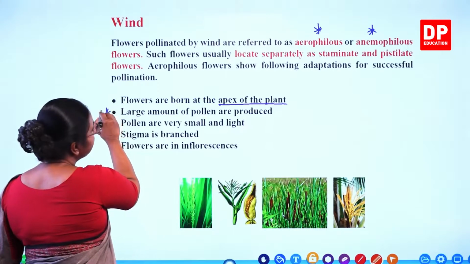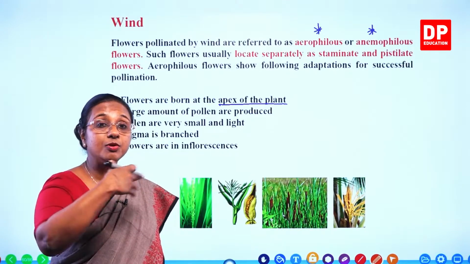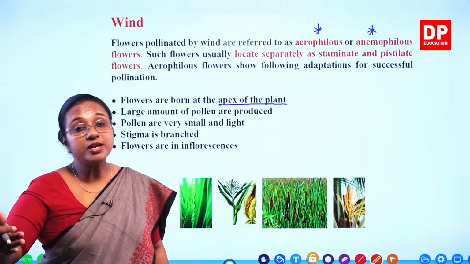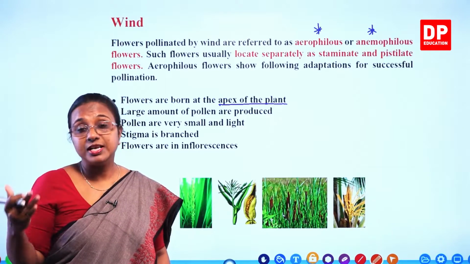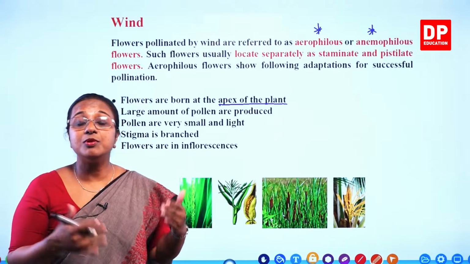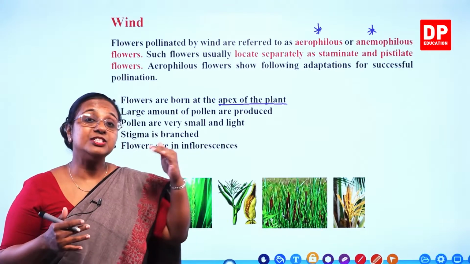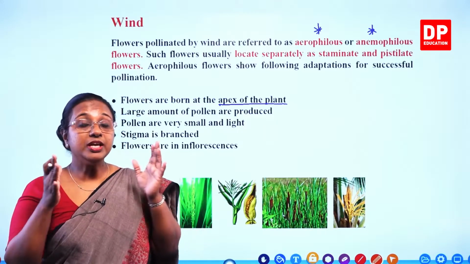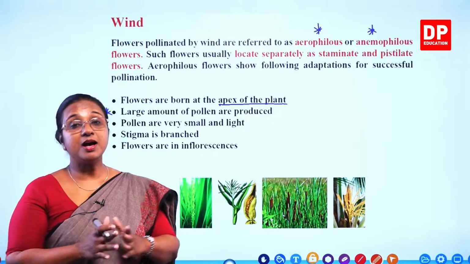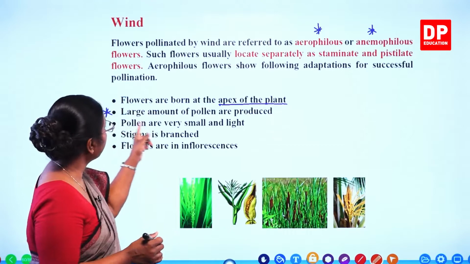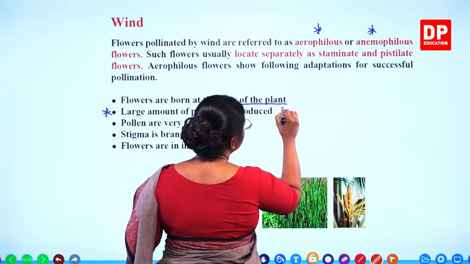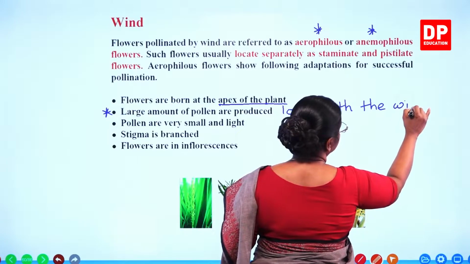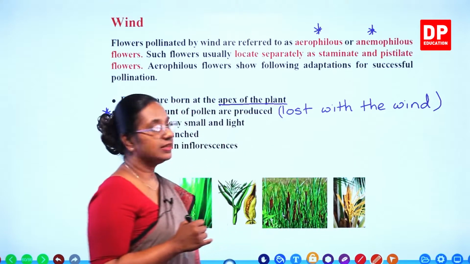Then there is a large number of pollens produced. Why? Because it's going to be blown now. If it was an insect, obviously the insect will sit on one flower. Again, it will go and sit on another flower. So, there is high probability of pollination taking place. So, when the wind is blowing, wind can blow in any direction. Because of that, the chances of the pollens going and being deposited on a stigma is less. So, in order to make sure that they get deposited on the stigma, a very large number of pollens are produced, because they can get lost with the wind.